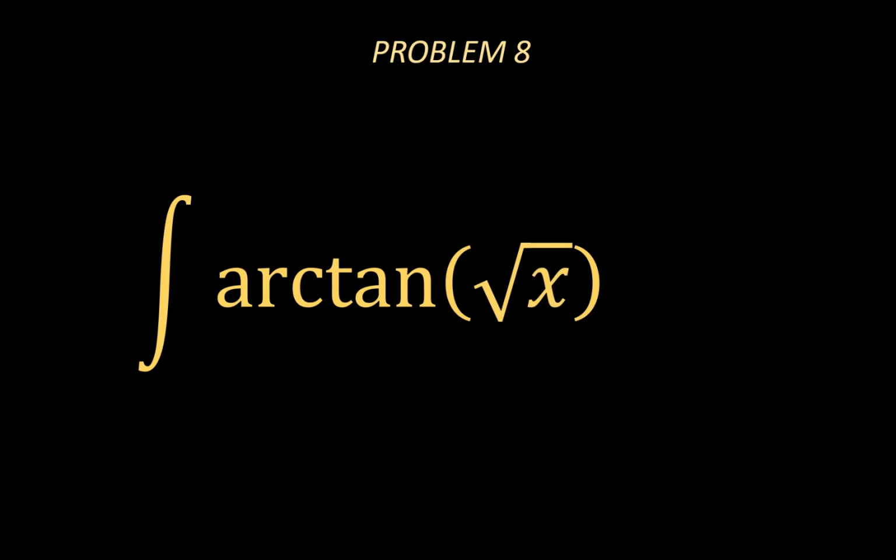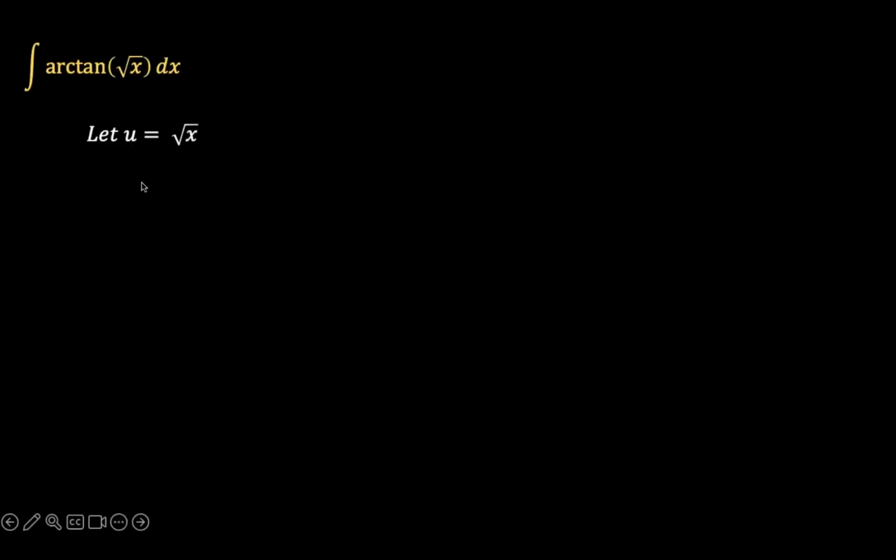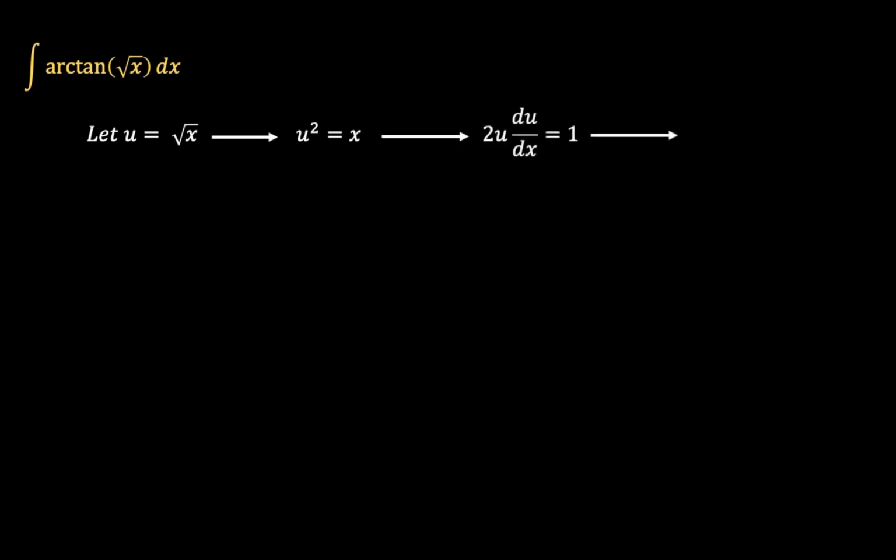So problem number 8 is the indefinite integral of the arctangent of the square root of x. One thing I would do is to let u be equal to that square root of x. This is just a personal proclivity: I substitute simpler expressions for what seems to be a complicated one. So u squared is equal to x, and so 2u du/dx is equal to 1, and therefore we can substitute dx with 2u du.